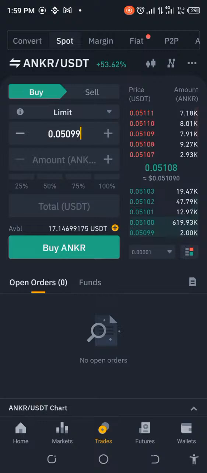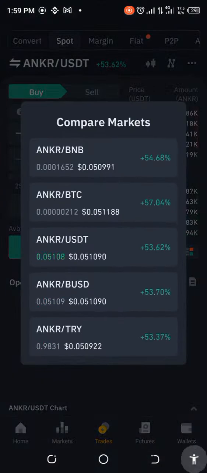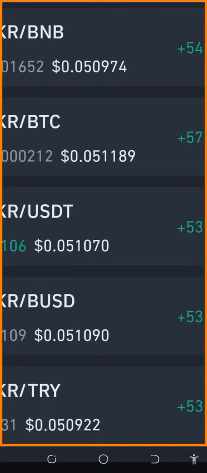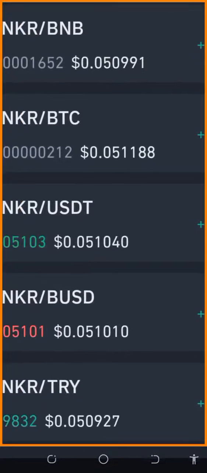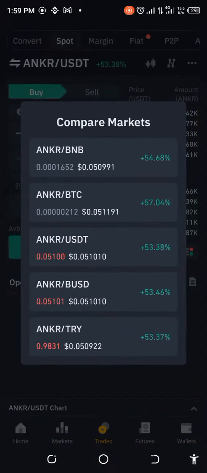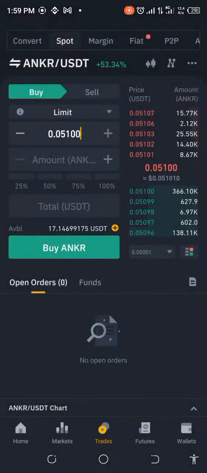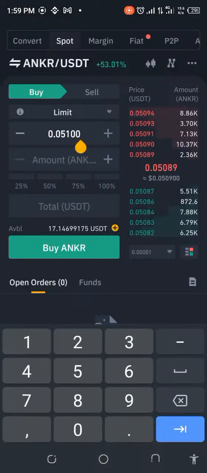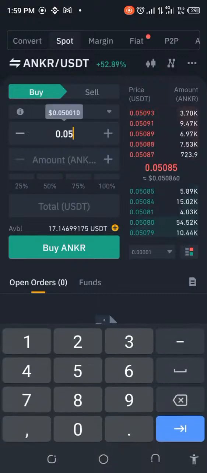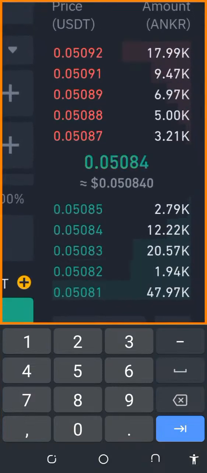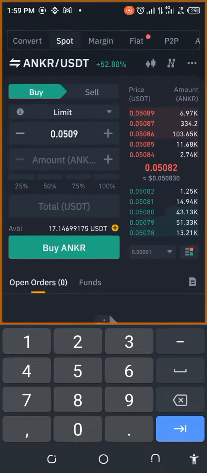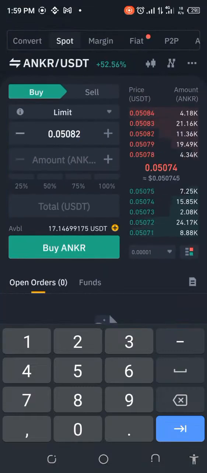Let me go back and check that everything works well. I can see that it's 0.0510, 0.0511. Let's make it get back to 0.0509. It will definitely get back there in a bit, or I can actually make it get back there. So let me change this to fit what I want, 0.0509. What's the current market price? It's 0.0508. It's already back to that.